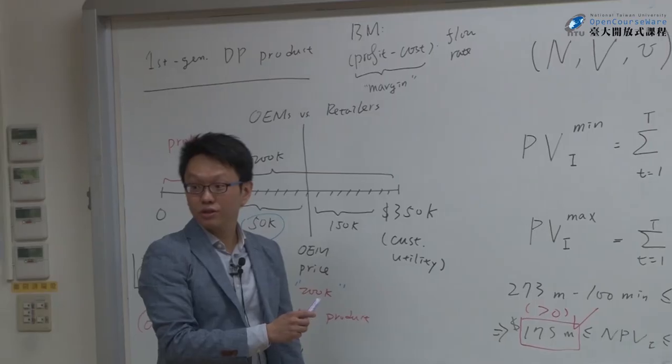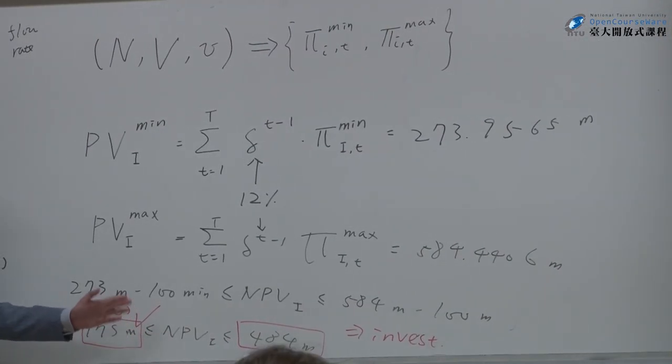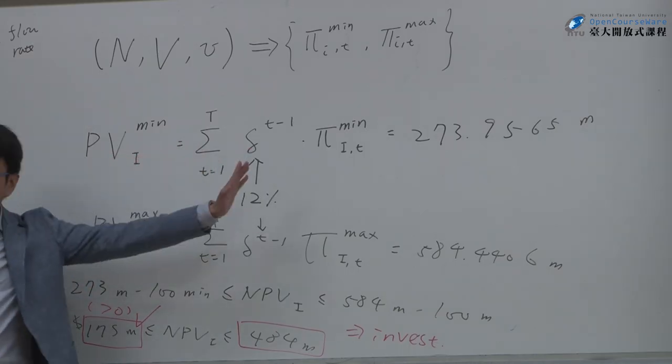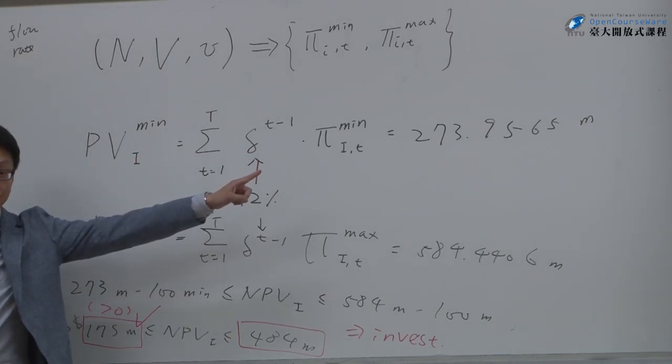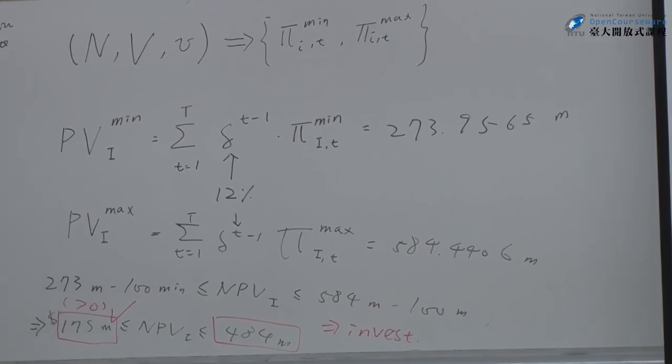Is that straightforward? Your NPV of the project will fall into the return range from 175 million to 484 million. I use pi minima across 5 periods to get the worst case of return in this business model. I use pi maxima to get the best case for the return. So I know the NPV of this business model falls into this range, and the worst case is greater than 0. So if you are a VC, you can consider investing in this project because the worst case is still greater than 0.